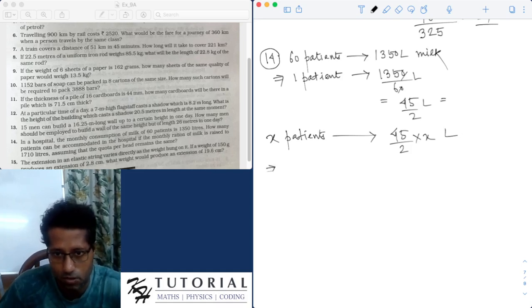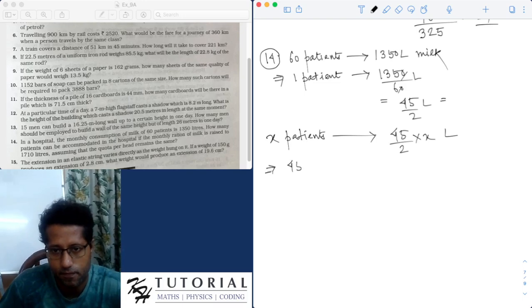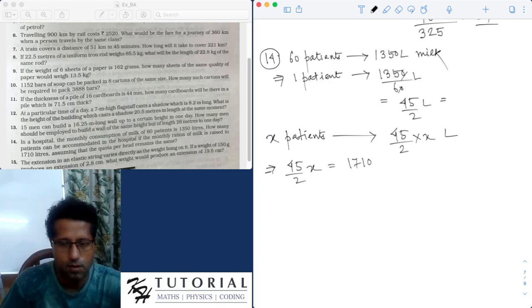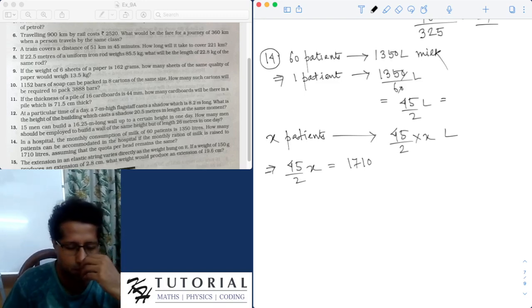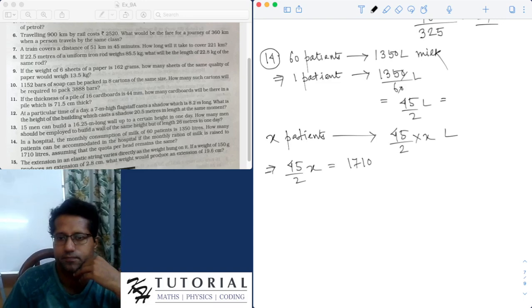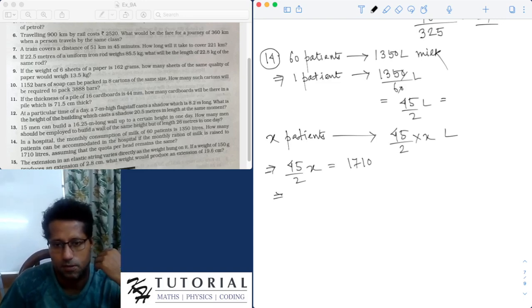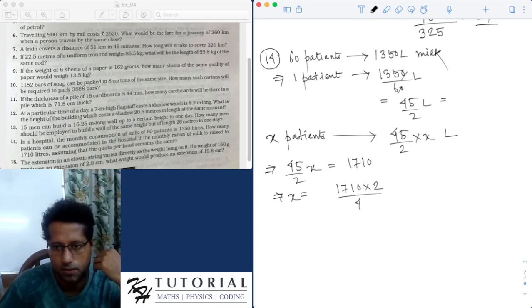Therefore, since the total consumption is raised to 1710 liters of milk, we can say that 45 by 2 into X equals 1710 liters of milk, because we have assumed that X patients can be accommodated so that they will consume 1710 liters in 1 month. So this implies X equals 1710 into 2 divided by 45.